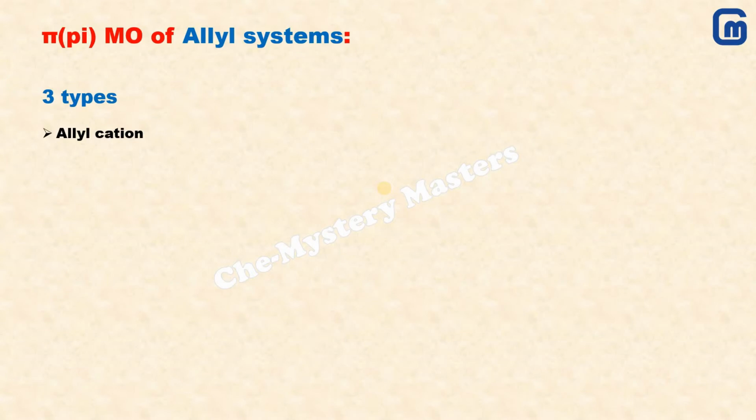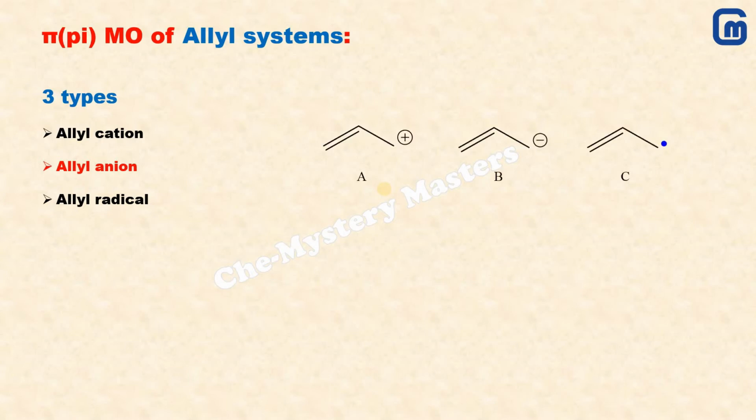Generally these allyl systems are of three kinds: allyl cation, allyl anion and allyl radical. These structures are shown here. A is your allyl cation, B is your allyl anion and C is the allyl radical. In all of them you can see either there is a charge, positive or negative, or there is a radical in conjugation with a double bond. That's why we call them allyl systems.